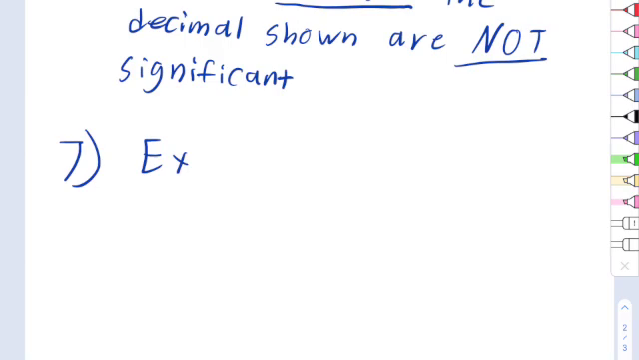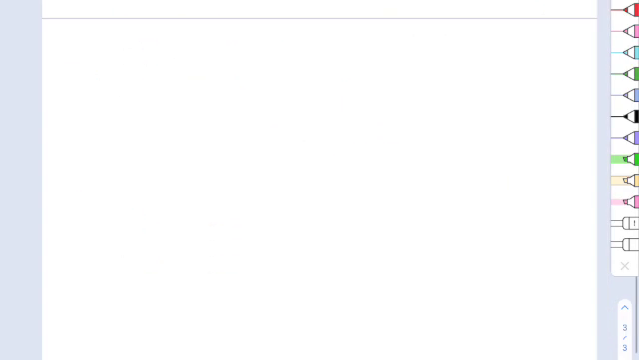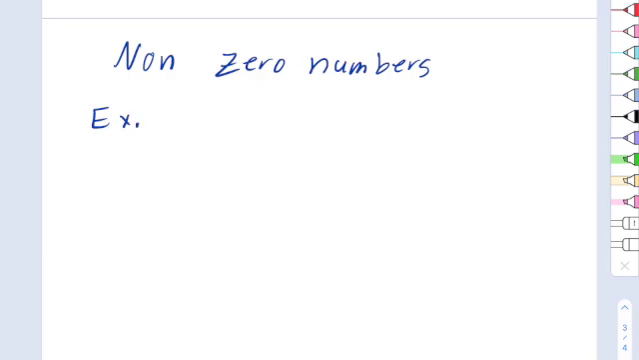Number 7, exact numbers have an infinite number of significant figures. Now let's take a look at examples of these cases. Number 1 was that all non-zero numbers are significant. Let's take a look at the numbers here, 5, 21, and 768.